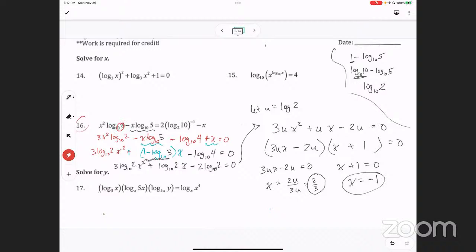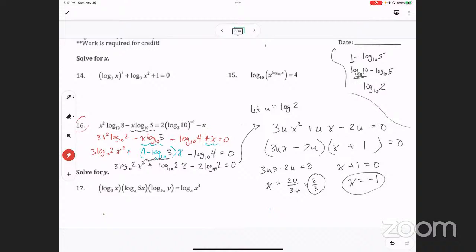I've got a log base 10 of 2. I've got a log base 10 of 5. And here I've got a log base 2 of 10, or this is a log base 10 of 4. I'm just thinking to myself, there's got to be a way to simplify this. And kind of the key here was what I did right here.